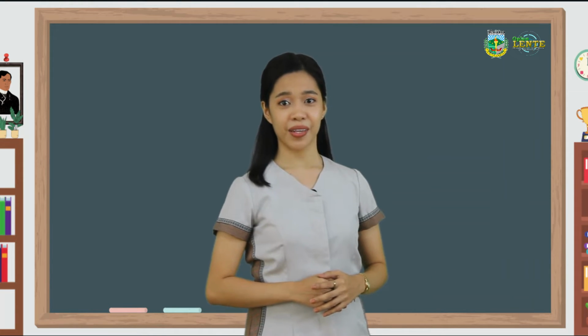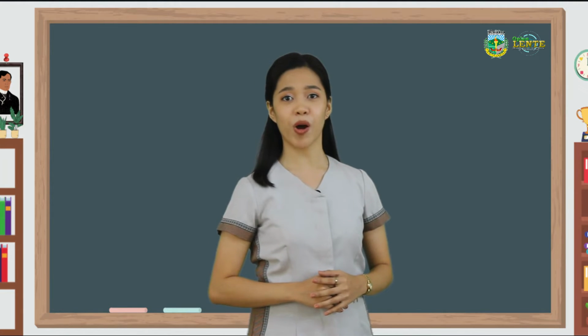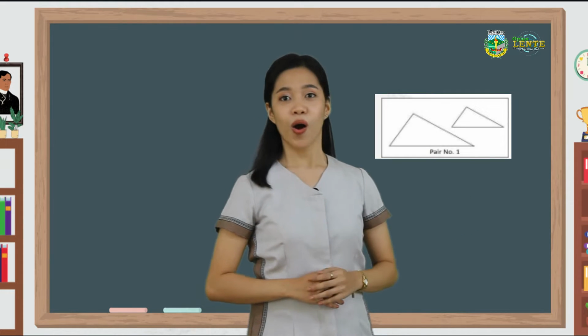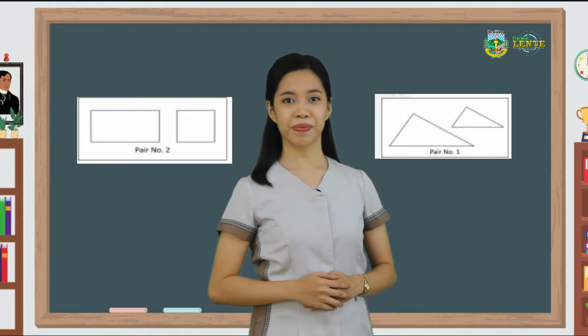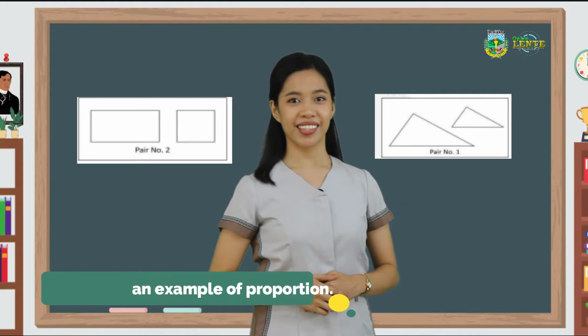Another activity. Which of the following pairs of pictures is an example of proportion? Is it pair number 1 or pair number 2? Correct! It's pair number 1.